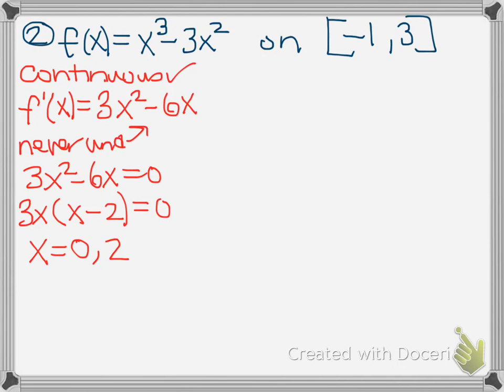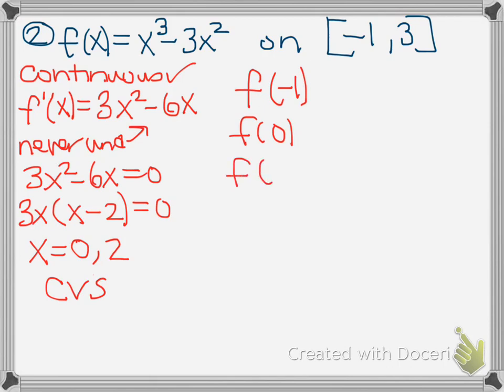Now notice, in this case, they are both within our interval from -1 to 3. So then I want to say, all right, I got my critical values right here, okay, of 0 and 2. I now need to find f of -1, f of 0, f of 2, and f of 3. Okay? Plug -1 into our original function. We're now done with the derivative.